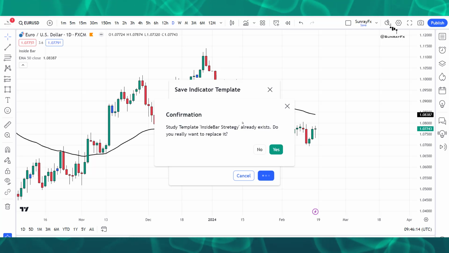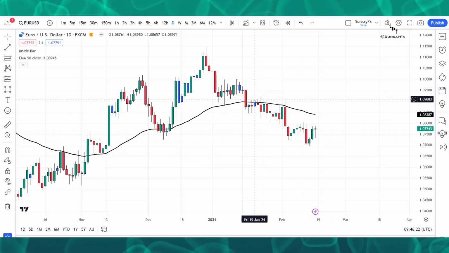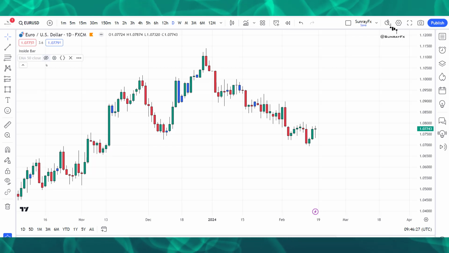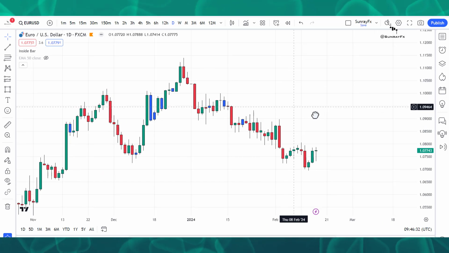So because it's already saved before, it says, do I want to replace it? Yes, so I replace it. That is all you need to do. Once you have done that, remember you have to hide this 50 EMA because we are going to use that one in the next video. So that's that about that.